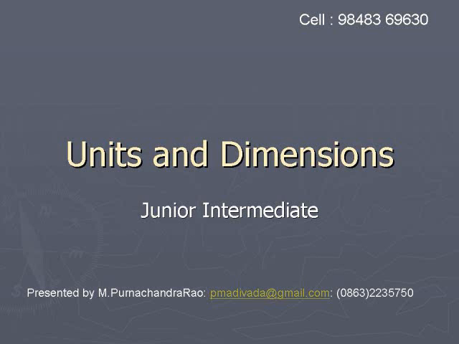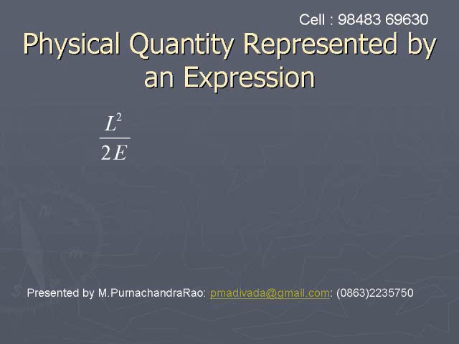Units and dimensions. Physical quantity represented by an expression. What is the physical quantity represented by L square by 2E? L is angular momentum, E is energy. We will get the relation as ML², which is the dimensional formula of moment of inertia.